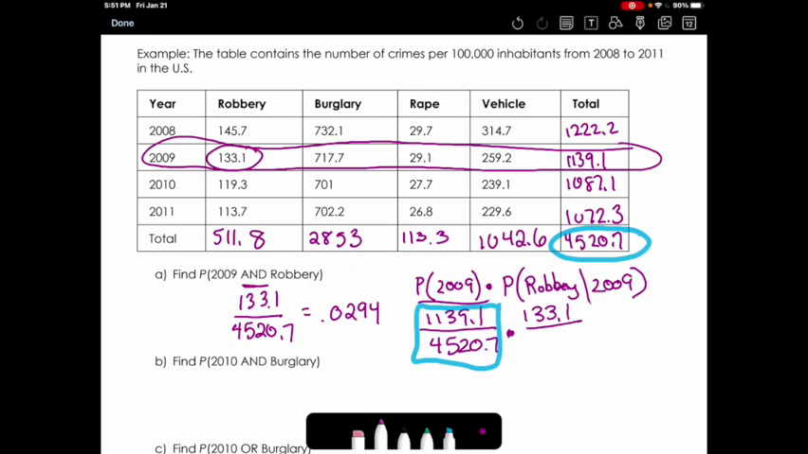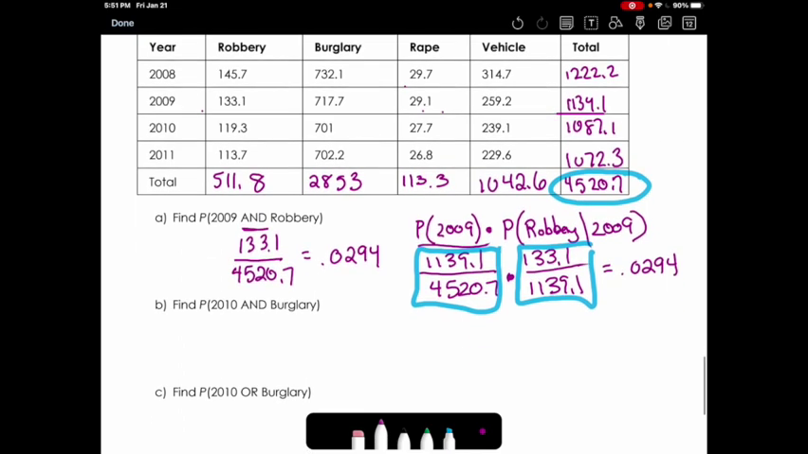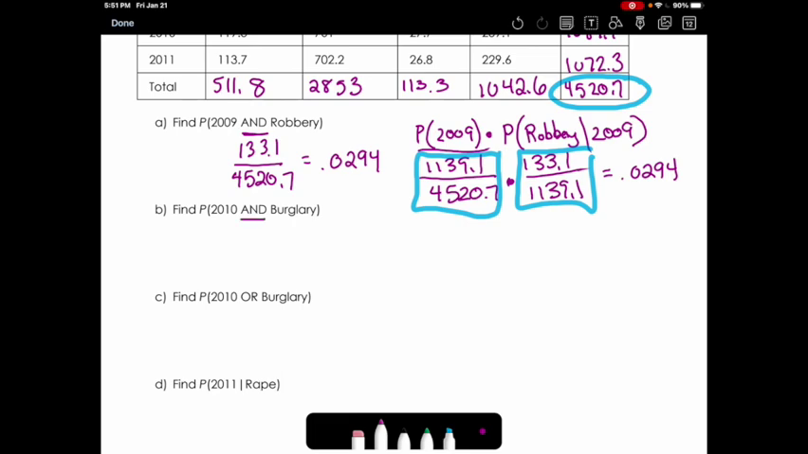if I look at the year 2009 and I take the 133.1 over, that's the robbery, out of the total for 2009, that would be 1,139.1. And so this is the probability for the chances of getting robbed in the year 2009. When you multiply those together, you should still get 0.0294. Okay, so you can do it either way, but when it's in a table, I think it's easier to just go ahead and look at where the two events overlap. Okay, let's look at the next part.